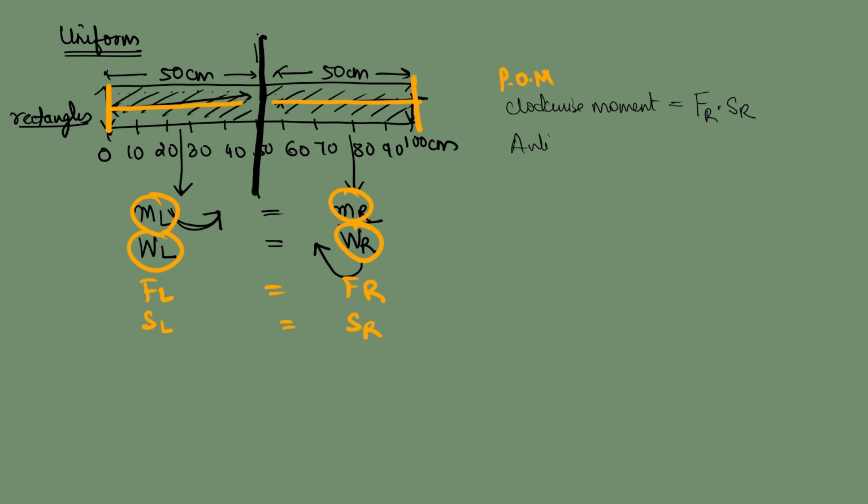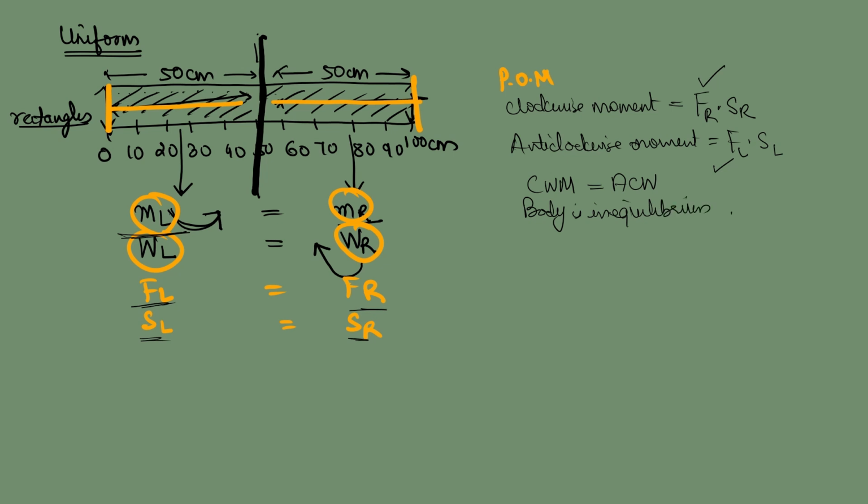And the anti-clockwise moment is caused by the left hand side. Can you see this? So force due to left hand side into distance of left hand side from the pivot. Correct? But here we know force of right hand side and force of left hand side are the same. Distance of left and distance of right are also the same. So can I say the clockwise moment here is equal to the anti-clockwise moment, which means that the body is in equilibrium? The body is in equilibrium.